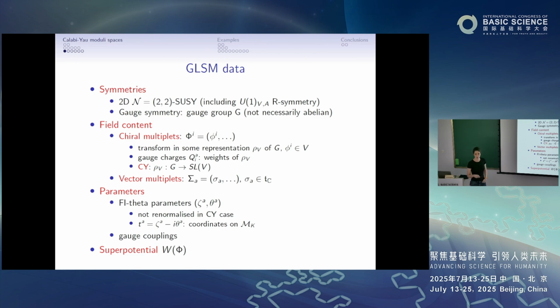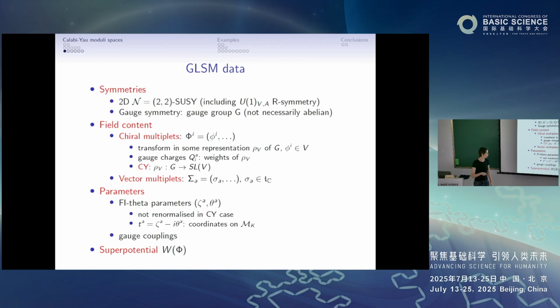And the parameters that we need to pay attention to are these Fi theta parameters, as many as the rank of the gauge group in principle, but we have to be careful with that. And these usually get renormalized, but not in the Calabi-Yau case, so they are true parameters. And it so happens, when you look at a full quantum GLSM, that they always combine themselves into a complex number.